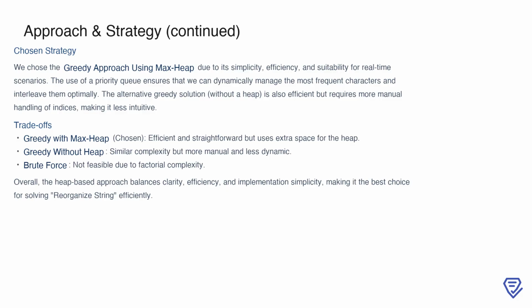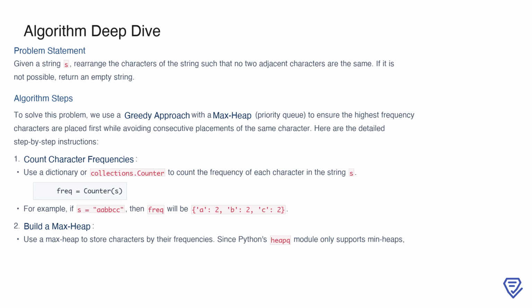Overall, the heap-based approach strikes the right balance between efficiency and ease of implementation, making it the best choice for solving the reorganize string problem effectively. To tackle this problem, we need to rearrange the characters of a string such that no two adjacent characters are the same. If it's not possible to achieve this, we simply return an empty string.